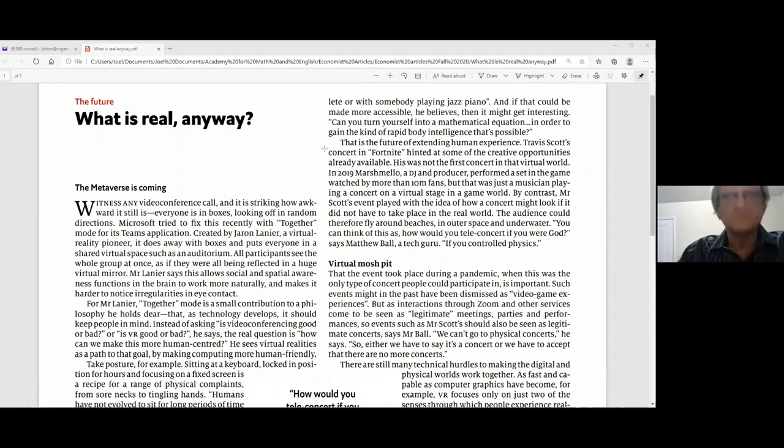That is the future of extending human experience. Travis Scott's concert in Fortnite hinted at some of the creative opportunities already available. His was not the first concert in that virtual world. In 2019, Marshmello, a DJ and producer, performed a set in the game watched by more than 10 million fans. But that was just a musician playing a concert on a virtual stage in a game world. By contrast, Mr. Scott's event played with the idea of how a concert might look if it did not have to take place in the real world. The audience could therefore fly around beaches, in outer space and underwater.